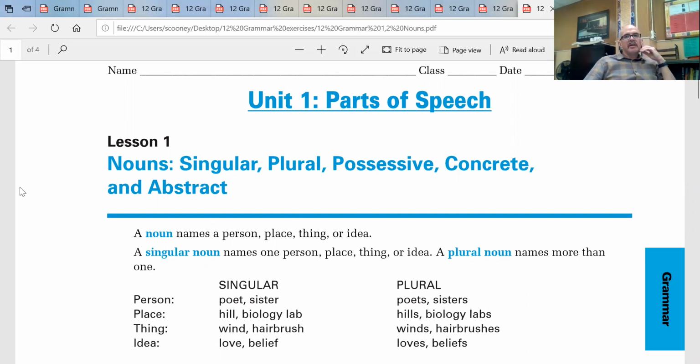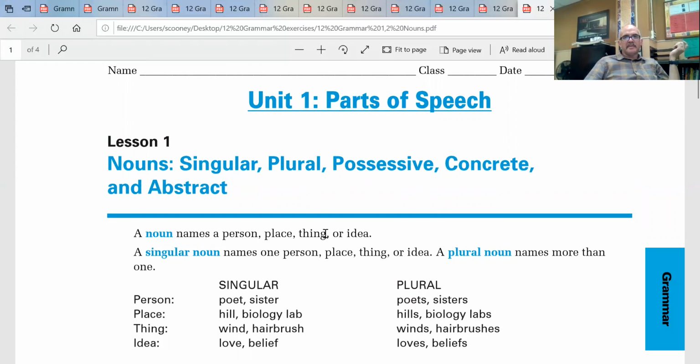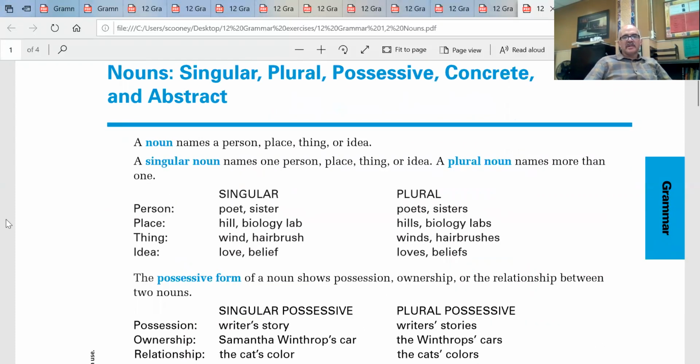Okay, so 8 parts of speech. Noun's the first one. We've got singular, plural, possessive, concrete, and abstract. A noun names a person, place, thing, or idea. We know that. A singular noun names one person, place, thing, or idea. Any plural is more than one. And there are some words, obviously, mostly, that you just add an S to, and there are some other ones that pluralize with an ES or some irregular conjugations too.